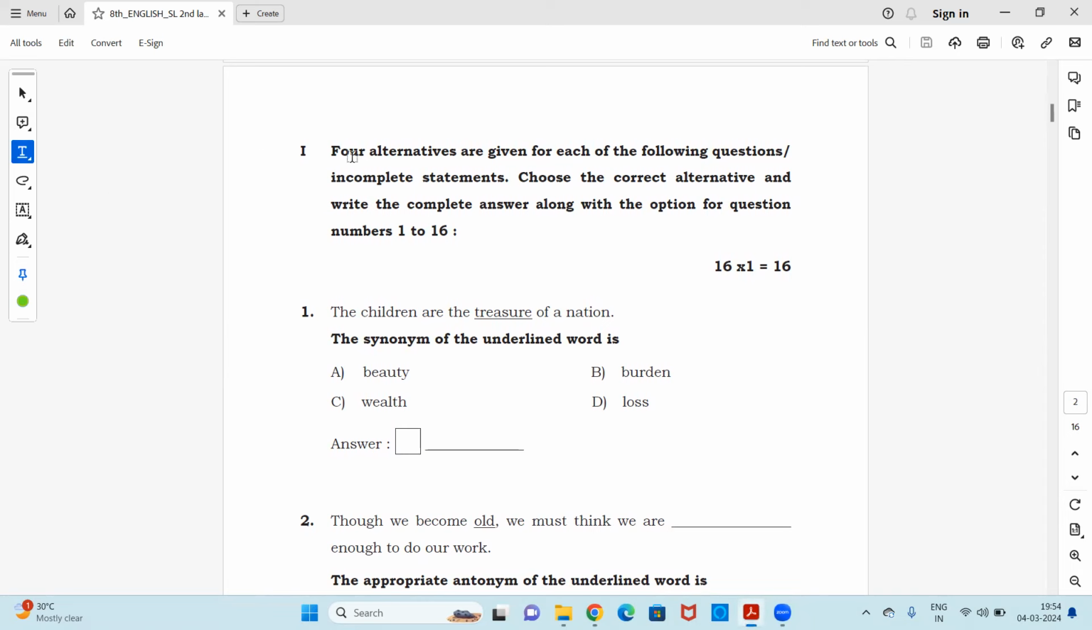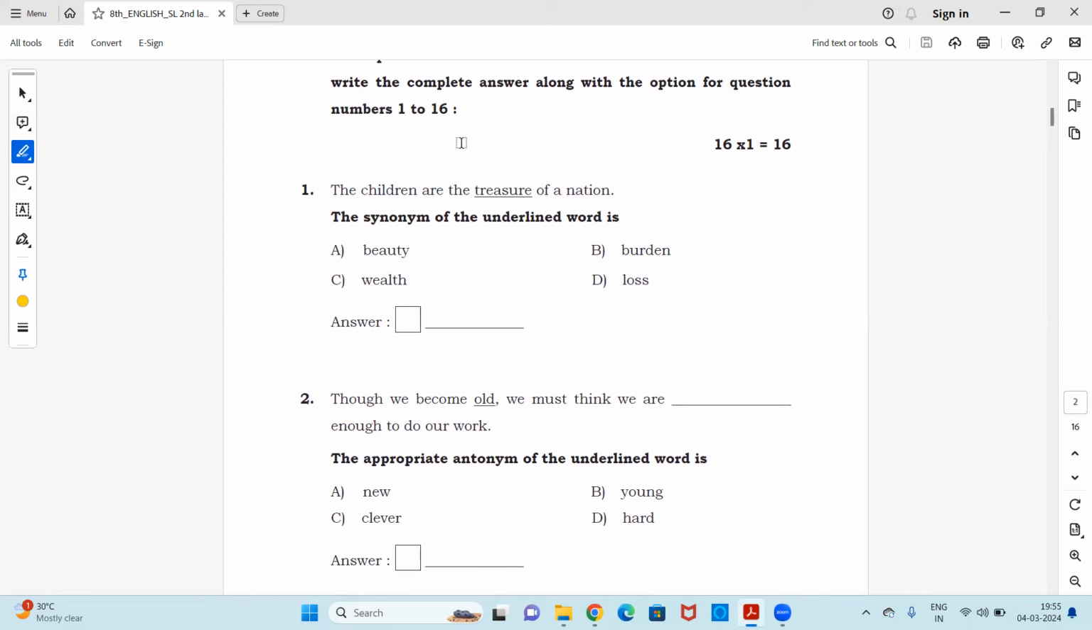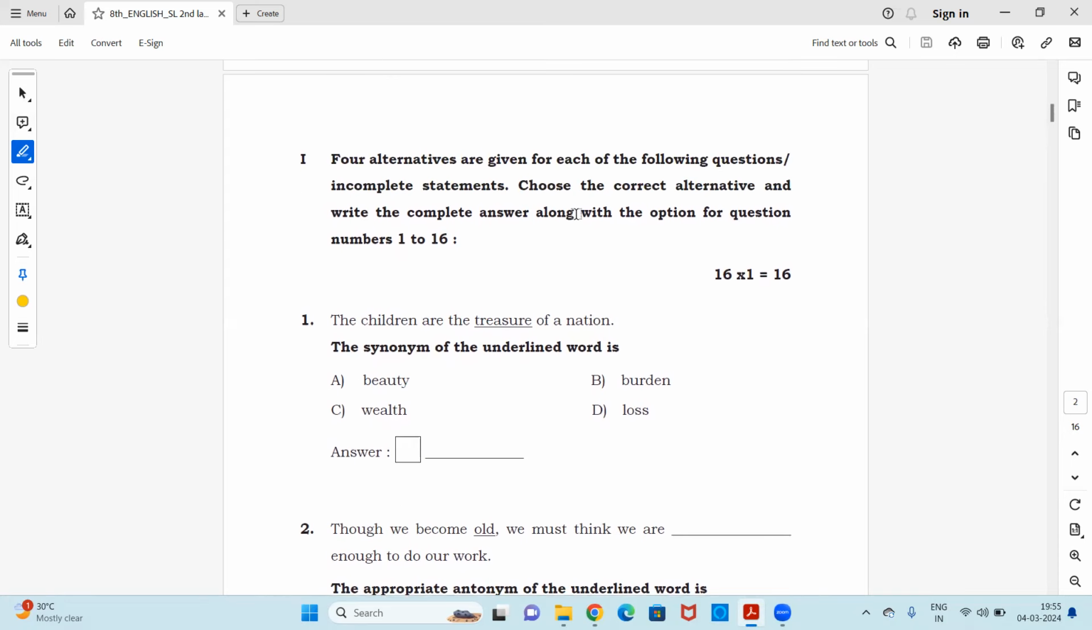The first one is: four alternatives are given for each of the following questions. Choose the correct alternative and write the complete answer along with the options for question number 1 to 6. Let's see how we go about it. So the first question. There will be 16 multiple choice questions.